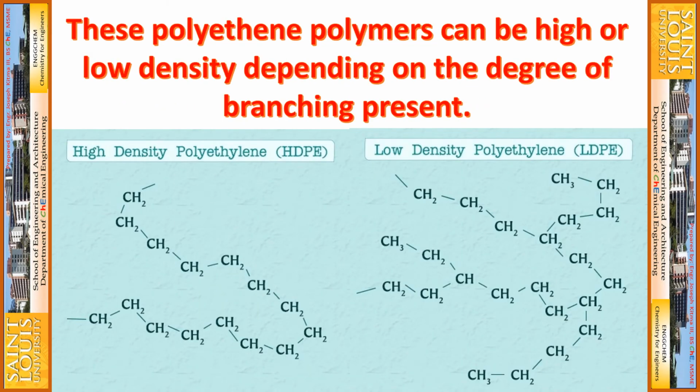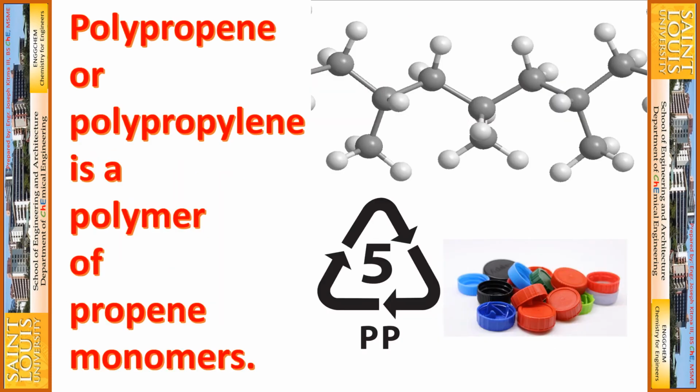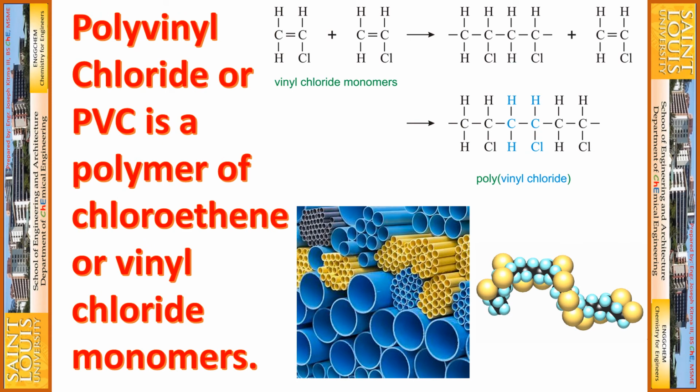Polyethylene can be high or low density depending on the degree of branching present. The term branch refers to smaller chains sticking out of the main chain. Polypropene or polypropylene is a polymer of propene monomers. Polyvinyl chloride or PVC is a polymer of chloroethene or vinyl chloride monomers.